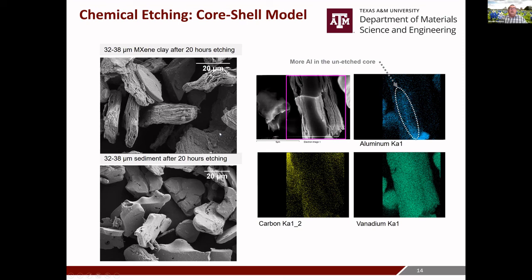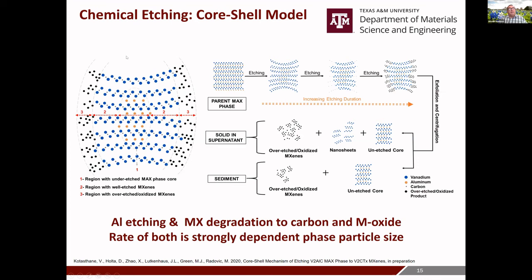So all those results show that the core-shell model also applies in the etching process, where we have two reaction fronts. One is removing the A element, and the second front leads to the degradation or oxidation of the MAX phase or MX layers further. And the rate strongly depends on the phase, and the initial particle size that we are using.